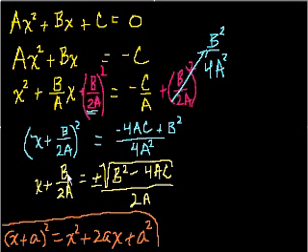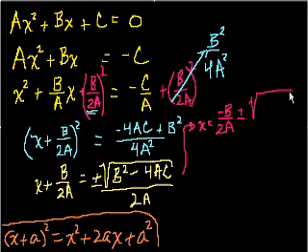And now we just have to subtract b over 2a from both sides. And we get, and this is the exciting part, x is equal to minus b over 2a plus or minus this thing, plus or minus the square root of b squared minus 4ac, all of that over 2a. And we already have a common denominator, so we can just add the fractions.